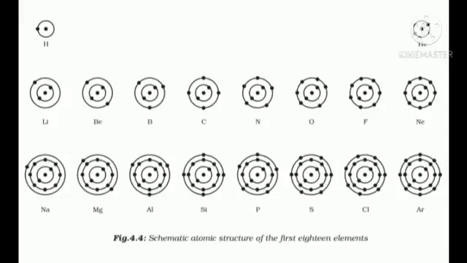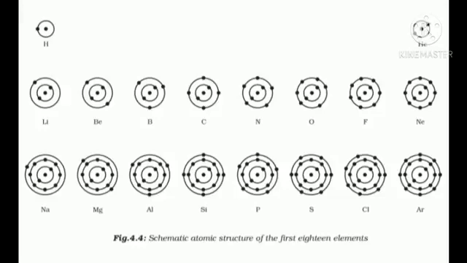Look at diagram 4.4. Here the schematic atomic structure of the first 18 elements is given. You know, the center contains a nucleus. The nucleus contains protons and neutrons, around which the electrons are revolving.